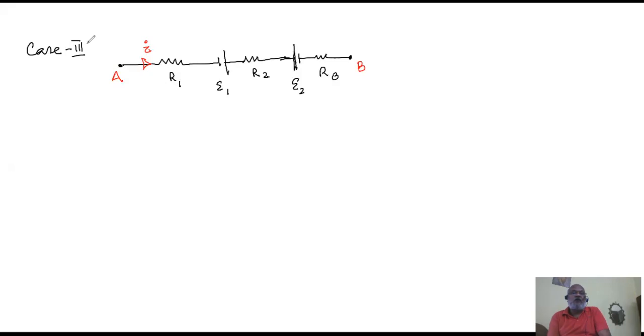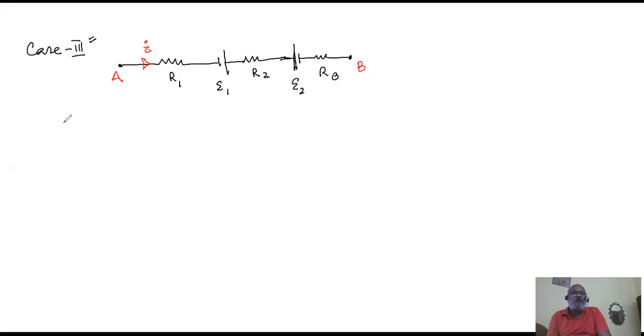Okay, we now take another case, that is case 3, where a full-fledged branch is shown to you. There are three resistors, 2 batteries are there, and it may be that the current is actually flowing from A to B, or you have assumed the current to be flowing from A to B. Mark my words, you may assume also, but your assumption and further statements must support your assumption.